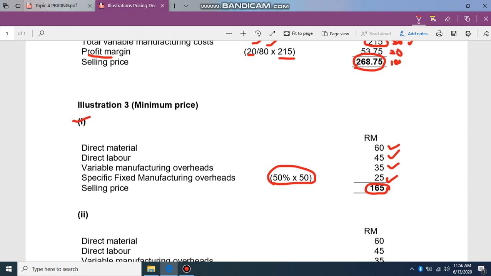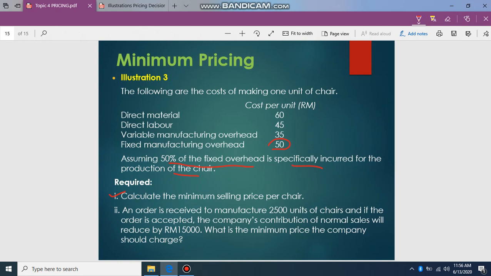Now we refer to situation number 2. An order is received to manufacture 2,500 units. This is a special order that you receive from your customer. The company's contribution from normal sales will reduce by 15,000. If you accept the order, you have to forego contribution margin from normal sales. This is the opportunity cost.